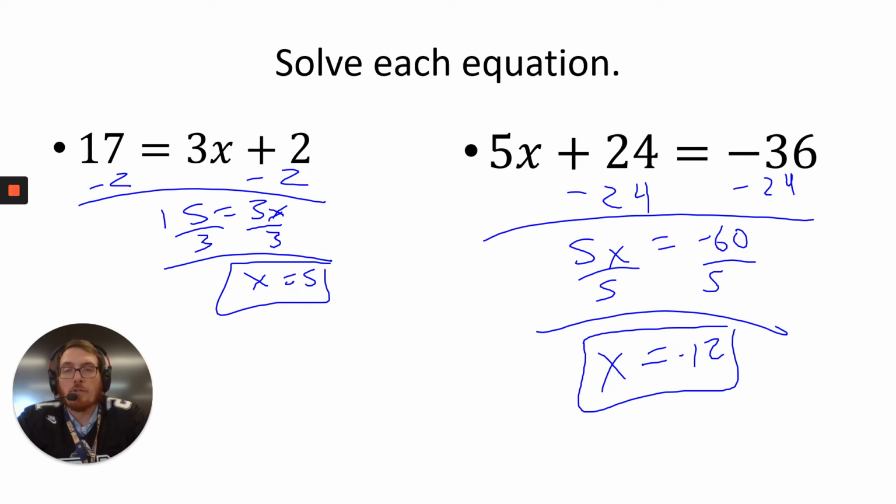As you're dealing with these two-step equation questions, you need to show your work. You need to make sure that you're showing your steps. Just having the answer is not going to be good enough when it comes to these scenarios, so make sure that you're showing your work.